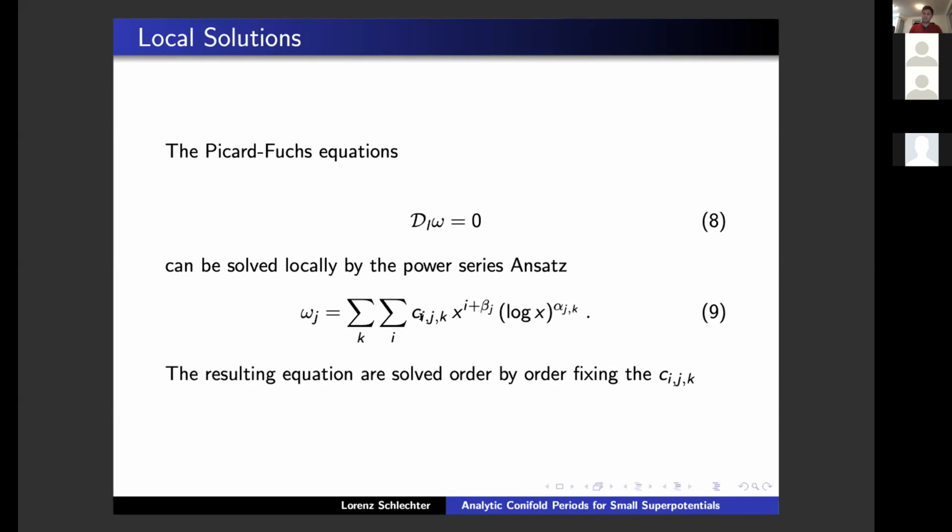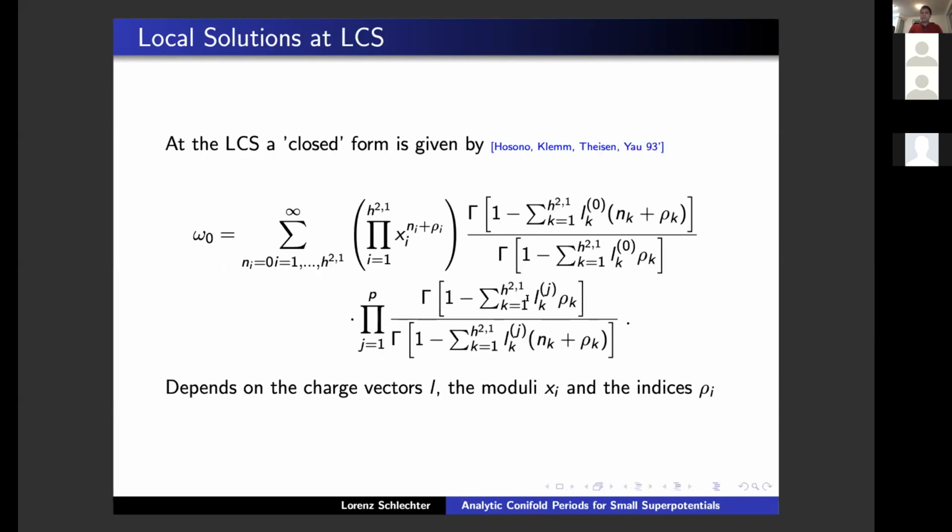So this is easy. At the LCS, it's even easier, because one can write a closed form, where by closed I mean an infinite series, which was already given by Hosono, Klemm, Theisen, and Yau in '93, so a long time ago. This solution looks actually horrible, but it's just, again, a power series, now with the logs replaced by a gamma function. And it depends only on the complex structure coordinates, the charge vectors from earlier, and some so-called indices rho_i.